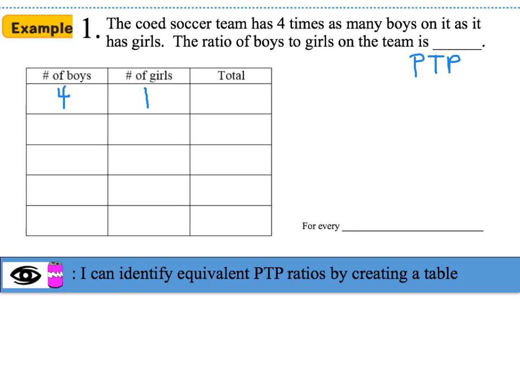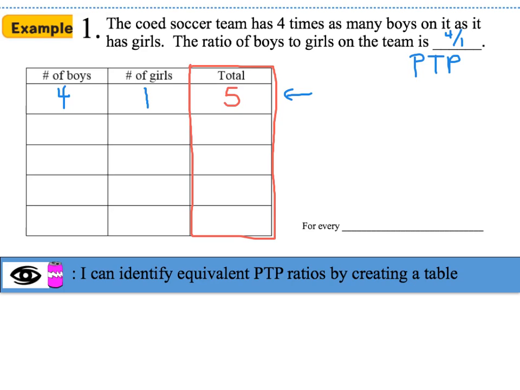So 4 boys would be in my first column, 1 girl would be in my second column, and since this is a part-to-part ratio, the total part would be optional, so the total amount of people would be 5. Like I said, this column is usually going to be optional, but let's talk about it in this case. So one ratio would be 4 over 1, because that first column says a 4 to 1 ratio.